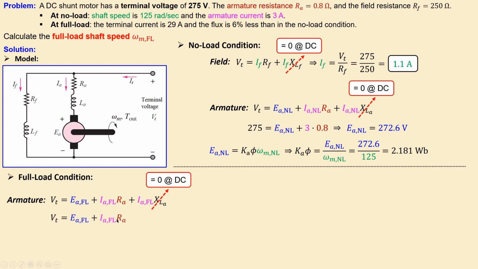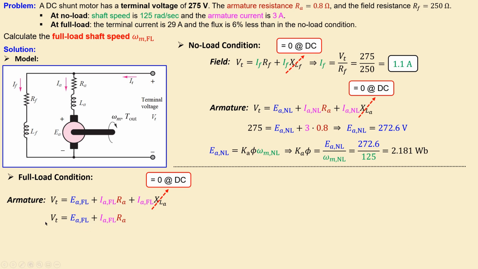So I'm left with this expression. Now, this is not known for the full load condition. This is also not known. We know, of course, the armature resistance and also the terminal voltage. So we actually have two unknowns here to continue.